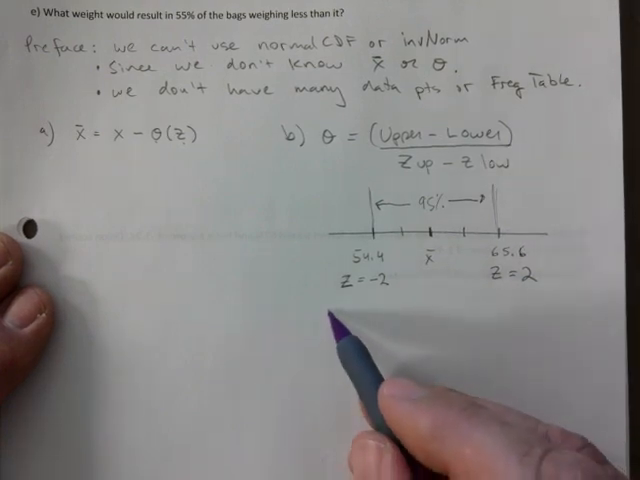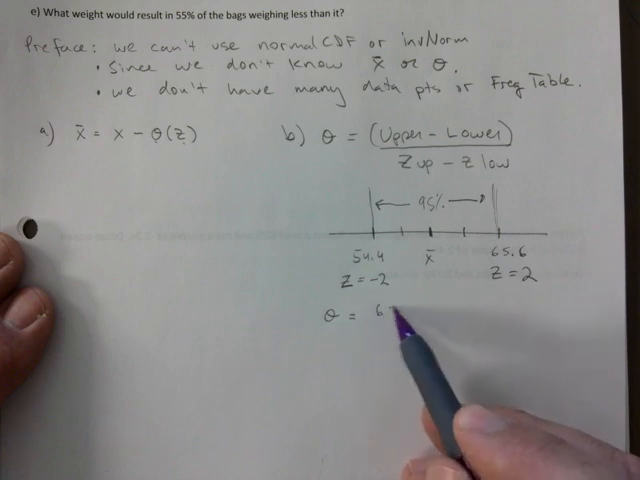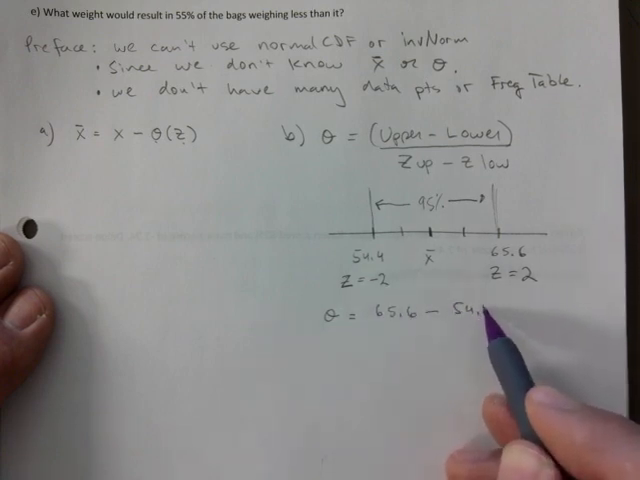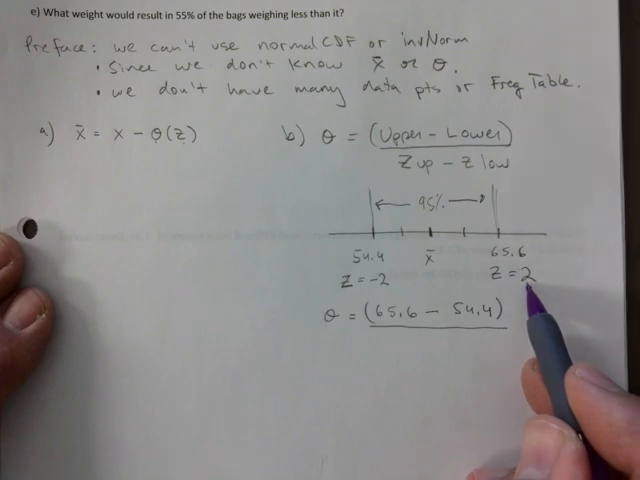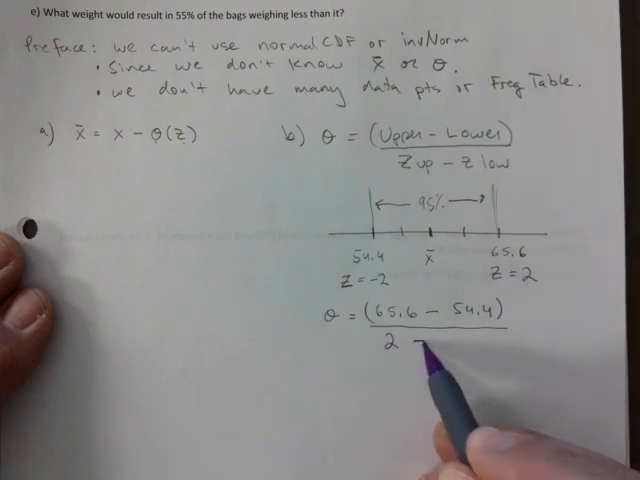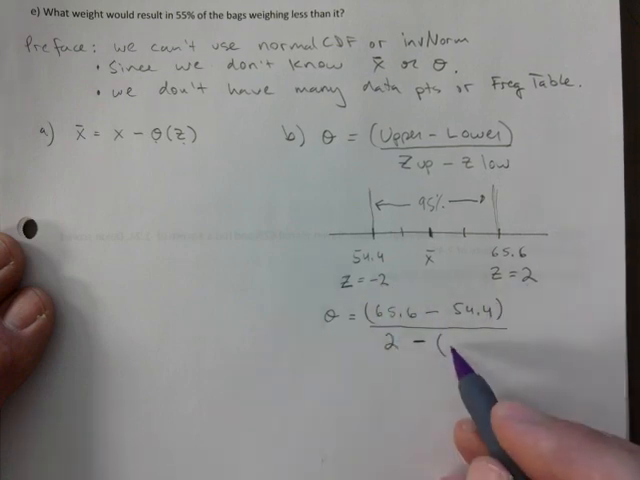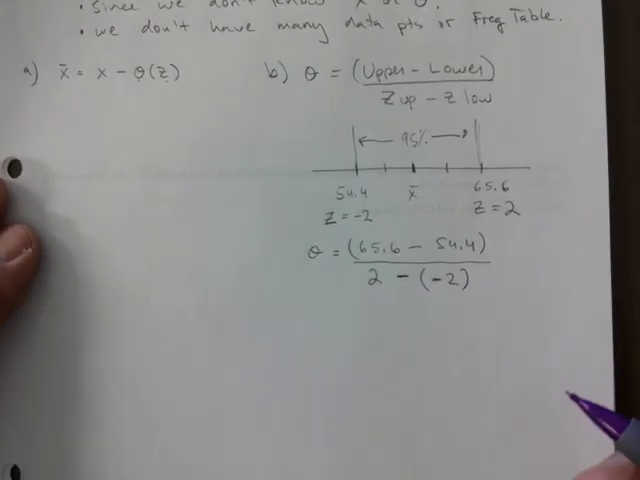So let's figure this out. Standard deviation is upper minus lower, in brackets. Make sure that's in brackets. Minus, what's the z up? The z up is 2, correct? 2 minus, what's the z-score of the low value here? It's -2. So you've got to watch out that the two negatives meet like that, so it's actually positive.